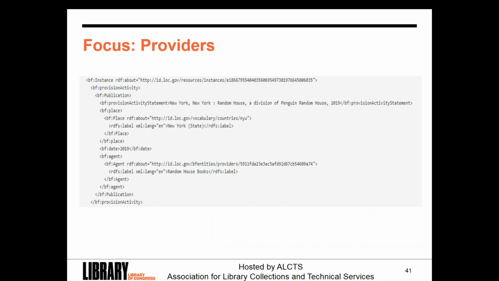And in the final example here, you'll see that similarly formatted piece of RDF XML, but in this case, the agent, which is about 2/3 down the example, now has an RDF about attribute associated with it and a URI that you'll see goes to id.loc.gov.